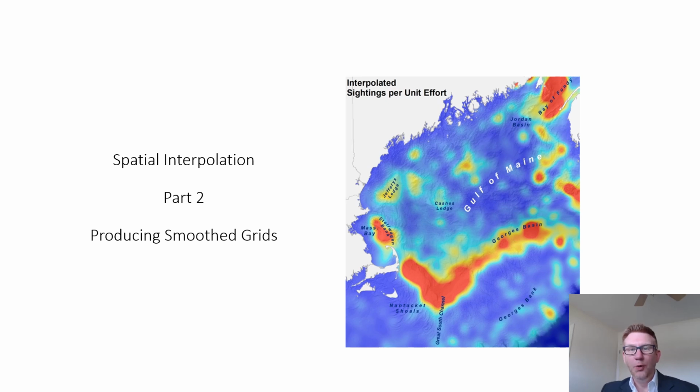This is part 2 of our lecture on spatial interpolation. We're going to be talking today about producing smoothed grids. In lecture 1, we talked about building gridded data, rasterized data from point data. Today we're going to be working with raster products as well, but we're going to be treating things as if, rather than putting points within just sort of a fishnet grid, we're going to be smoothing them out a little bit using a couple of common techniques.